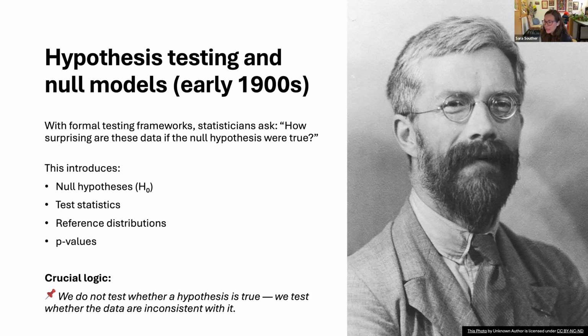So we don't test whether a hypothesis is true. We test whether the data are inconsistent with it. And that distinction kind of matters. It's kind of that whole concept of we're not proving things in the sciences.